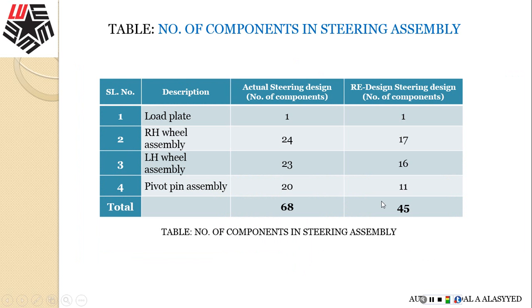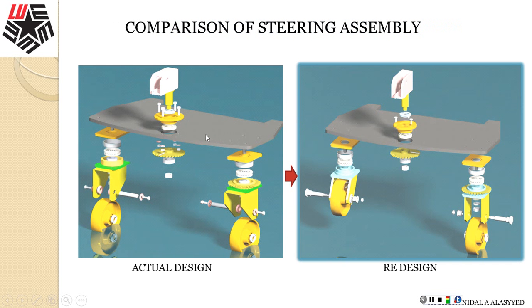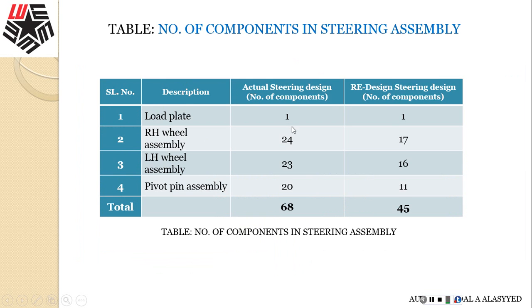Now we have a comparison between the actual design and the redesign, and how the number of parts has changed. The load plate, which we discussed before, the gray one in this color, is 1 and 1, no changes. The right-hand wheel assembly with the sprocket: we started with 24 parts and I reduced them to 17, counting every single bolt, washer, everything. The left-hand wheel assembly went from 23 parts to 16 while still achieving the same objective.